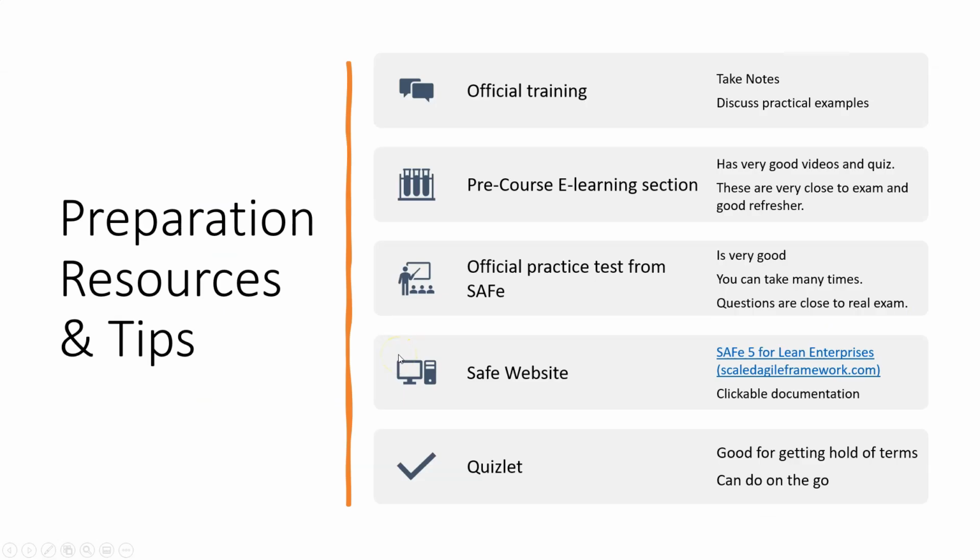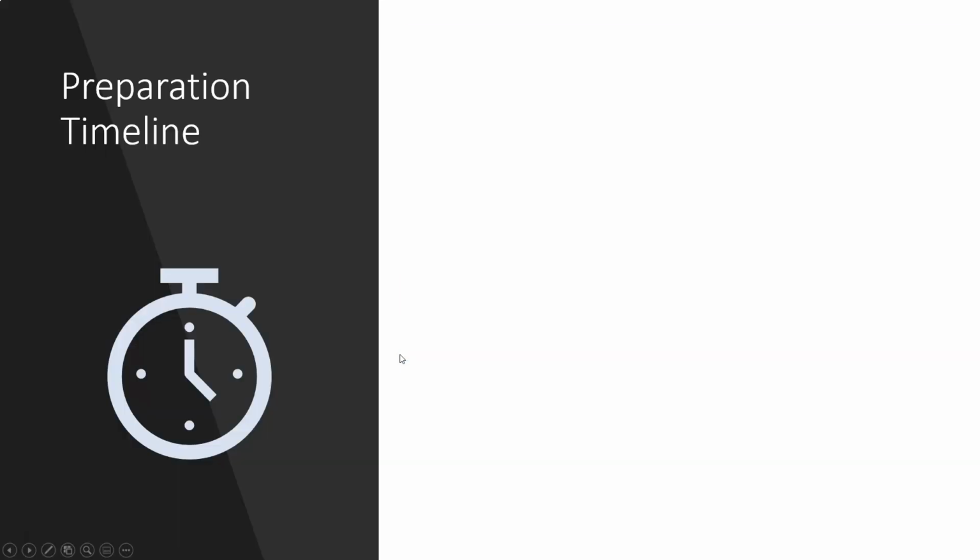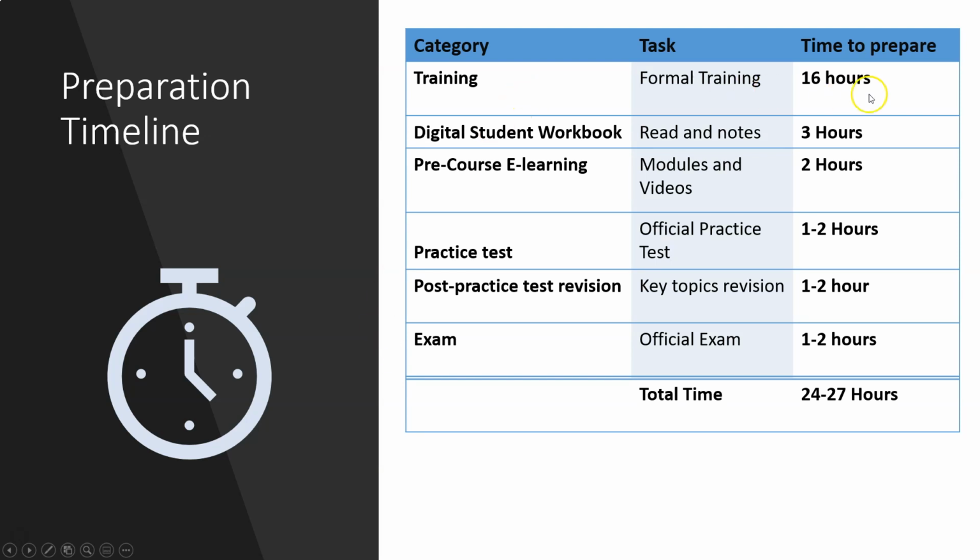So with that, we are done with preparation resources and tips. Next is the preparation timeline. Just to give you an idea, the training took 16 hours. Then the digital student workbook, the PDF which we saw, you can spend around 3 hours there. Pre-course e-learning, those modules and videos, 5 modules, videos we saw, you can spend around 2 hours there. Practice test, 1 to 2 hours. Post-course test revision, like any key topics revision through Quizlet or through browsing the SAFe framework, 1 or 2 hours. Then the exam itself, 1 or 2 hours. So in total, it is 24 to 27 hours. So 16 hours anyway went into training. So it's 8 to 10 hours on top of that.